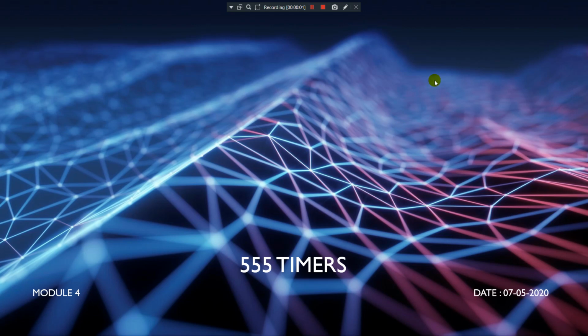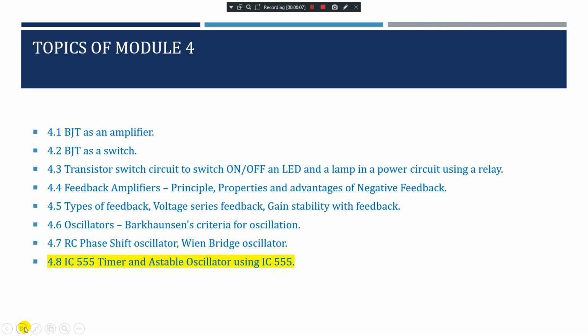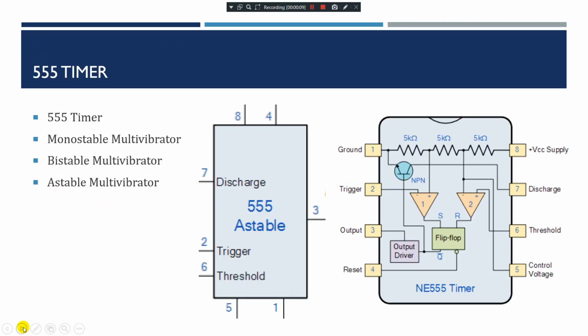So today we will be studying about 555 timers. Last class I briefly explained about the 555 timer, its pin details, how many pins it has, what the function of each pin is, and how your RC circuit works. In this session we will be studying about monostable multivibrator, bistable multivibrator and astable multivibrator.